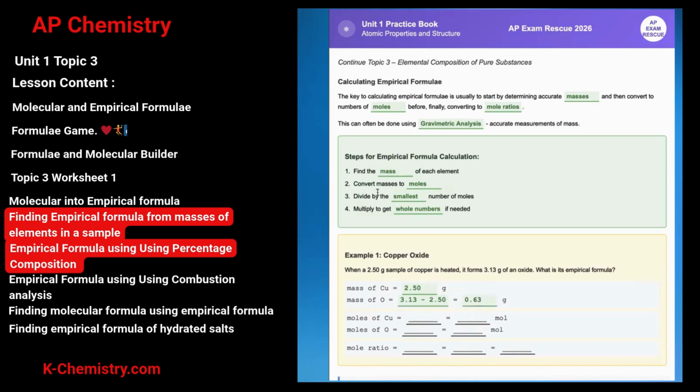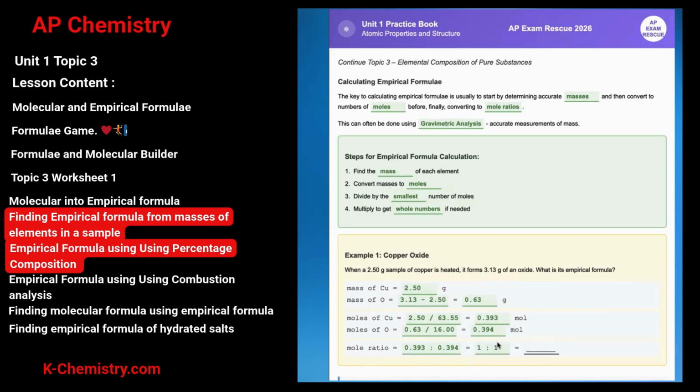What is the second step? Convert the mass to moles, dividing the mass by the molar mass. So the mass of copper divided by its molar mass, which is 63.55, of course from the periodic table, gives me 0.393, and the mass of oxygen divided by its molar mass, 16, gives me 0.394. The ratio is very clear that it is 1 to 1. If you want to find it, divide both numbers by the smallest. So 0.393 divided by 0.393, you'll get 1, and for this one you will also get 1. That means 1 to 1.